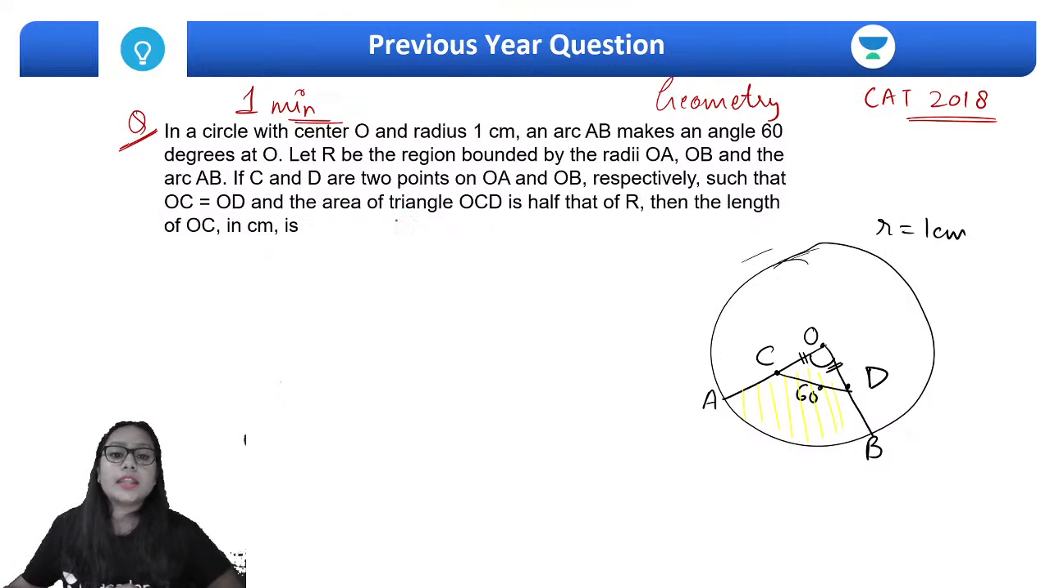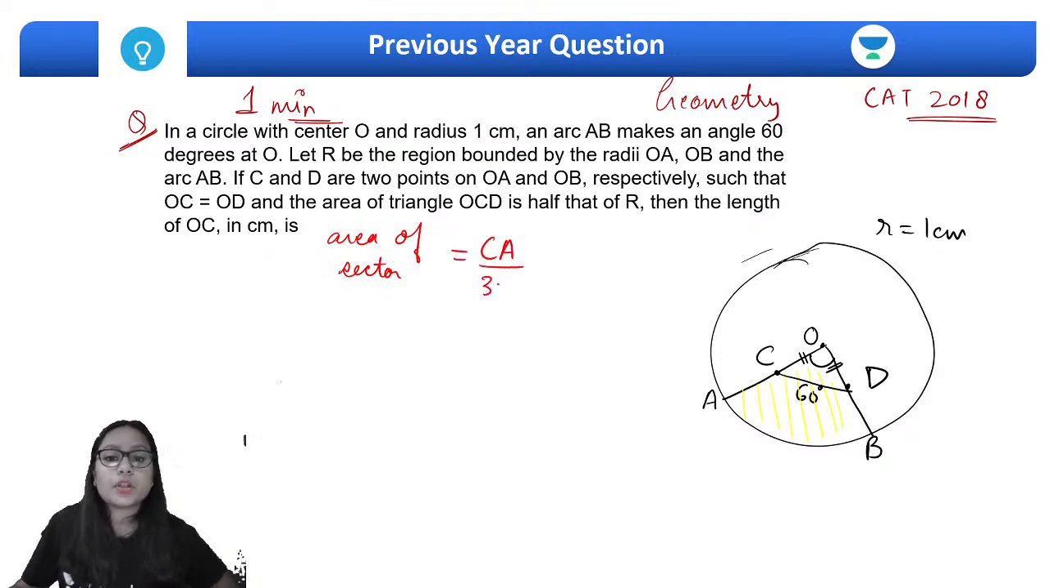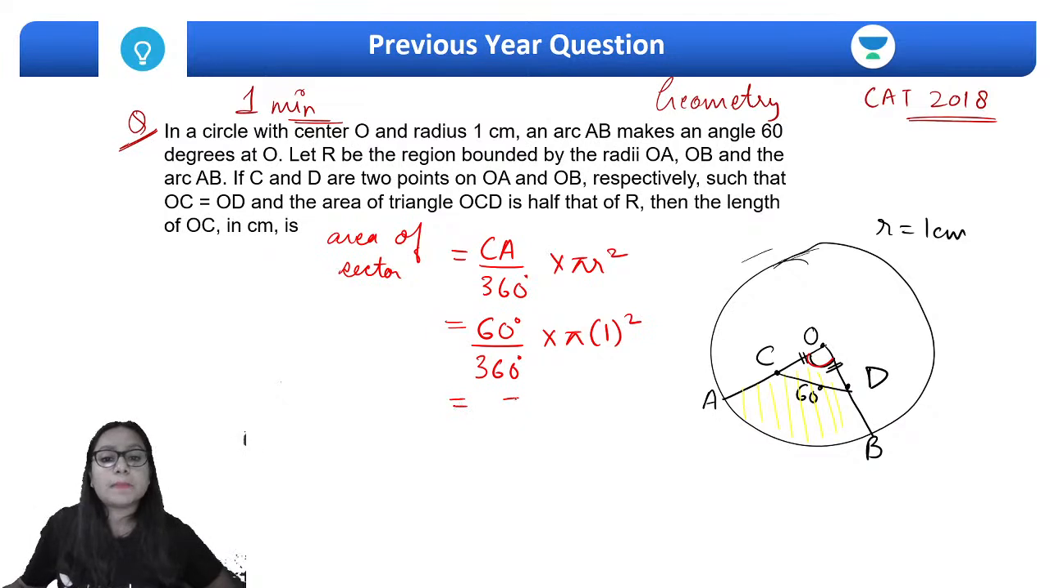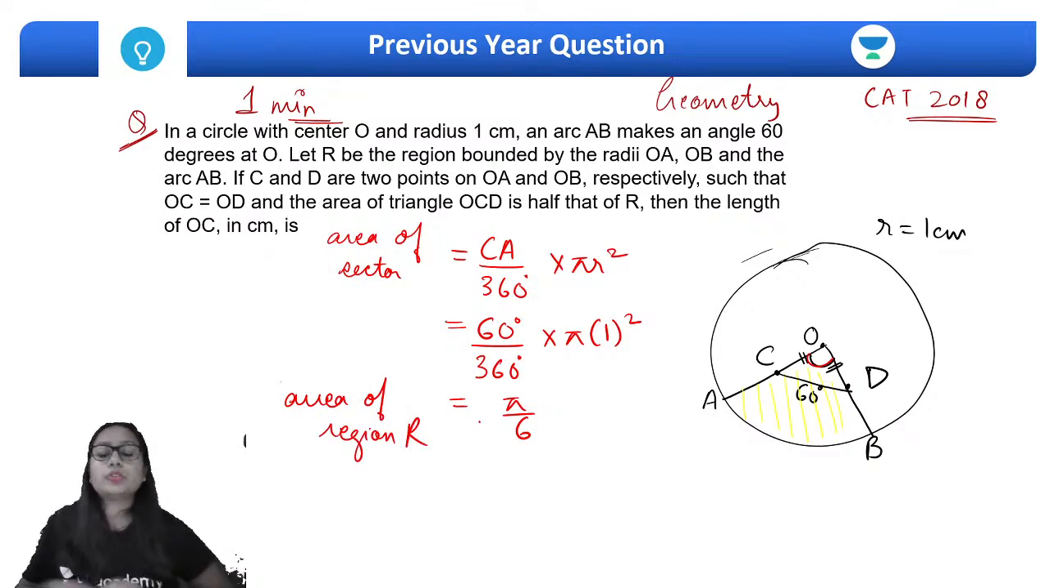Now, see, in geometry, we know how to calculate the area of a sector. The formula to calculate the area of a sector is given by central angle upon 360 degrees into pi r square. What is the central angle? This angle is known as the central angle. So in this case, the central angle is equal to 60 degrees, upon 360, into pi r square, r is 1 here. So this is actually pi by 6. So area of region R is equal to pi by 6.